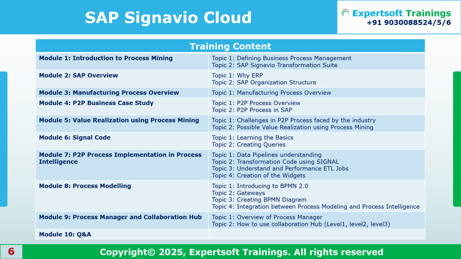Then we'll jump into the next topic, which is the manufacturing process overview, where I'm going to explain how the general manufacturing industry functions. Generally any industry or business runs on multiple processes, so I'll explain in detail how each process is interlinked to the others. Out of all the processes, I'll take the procure to pay process as a business case study.